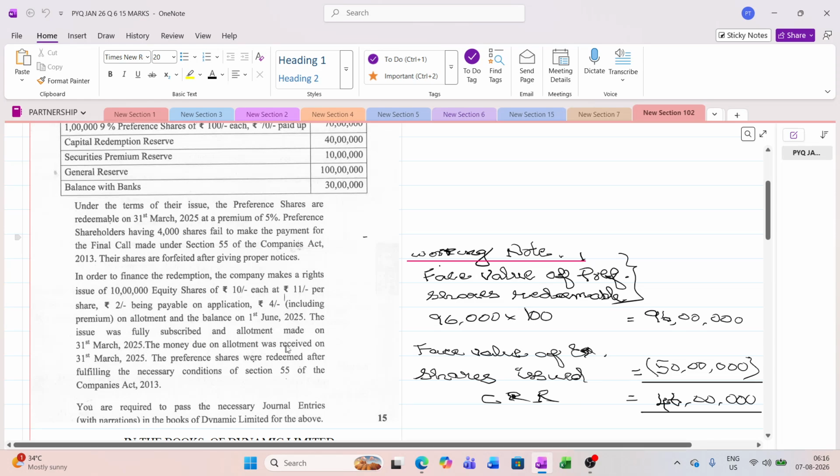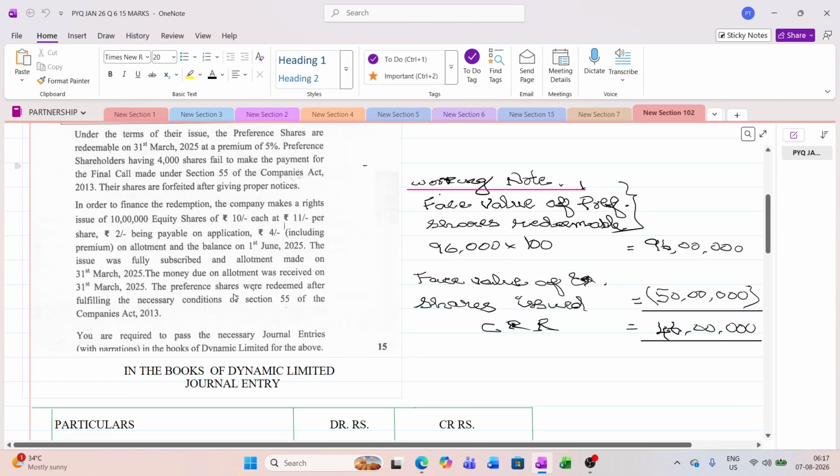And then the money due on allotment was received on 31st March. So allotment was made and received before 31st March, on 31st March. The preference shares are redeemed after fulfilling the necessary conditions. They will subtract the face value of the rights issue equity shares, and the balance amount they will take from the capital redemption reserve. Clear? Just to make it easier, I have done all the writing work earlier.